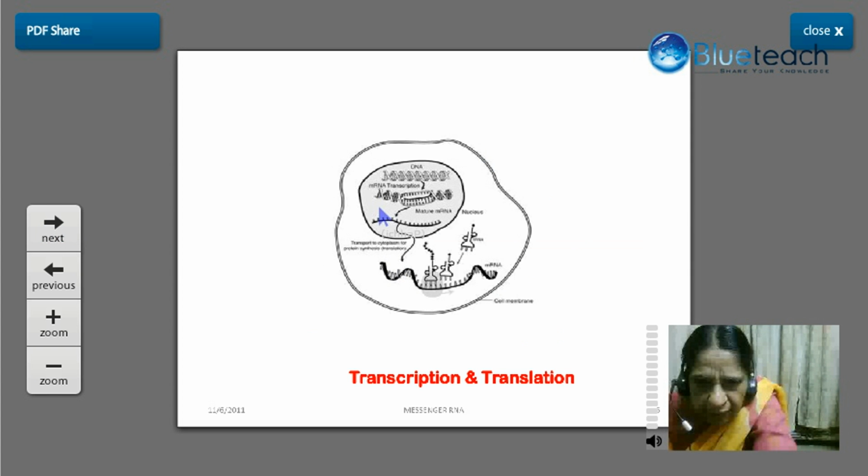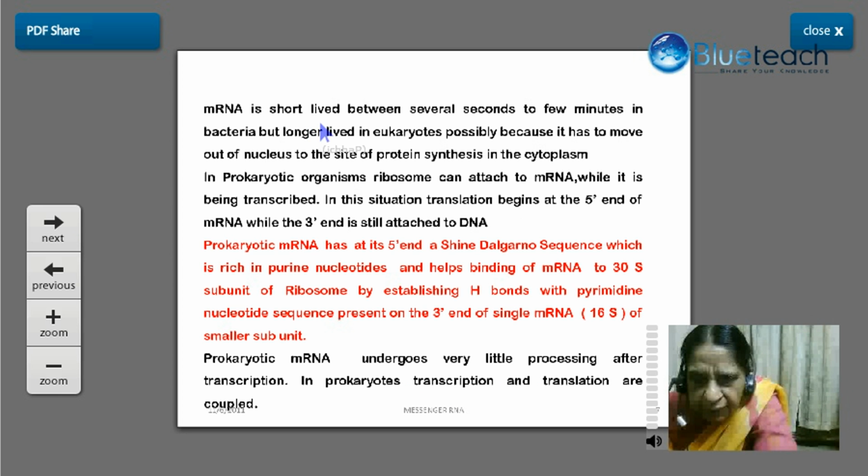This slide again shows that in eukaryotes transcription takes place in the nucleus, and then after transcription messenger RNA moves to the cytoplasm where it takes part in protein synthesis with the help of ribosome and transfer RNAs. Messenger RNA is short-lived, between several seconds to a few minutes in bacteria, but longer-lived in eukaryotes, possibly because it has to move out of the nucleus to the site of protein synthesis in the cytoplasm.